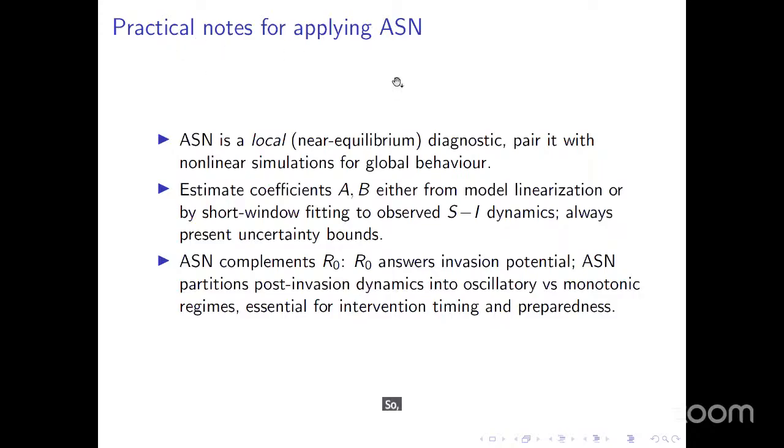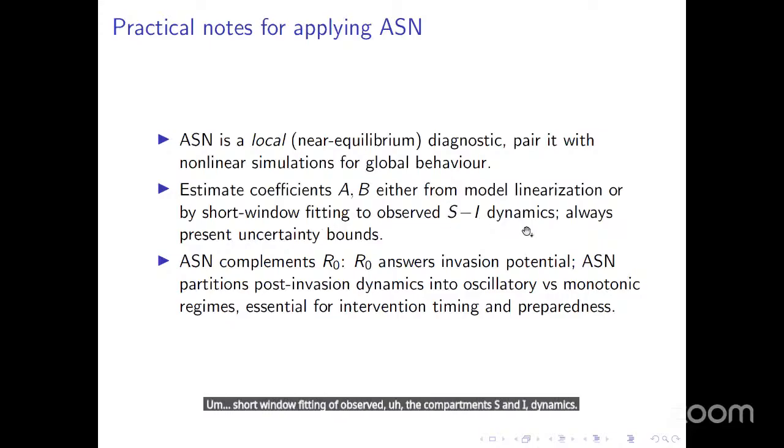All right, so the practical notes for applying the Atangana strength number. Of course, the first one is that the Atangana strength number is a local diagnostic. You pair it with nonlinear simulations for global behavior, and you estimate coefficients A and B, either from the model linearization or by short-window fitting of the observed compartments S and I dynamics. So you always have to present the uncertainty bounds.